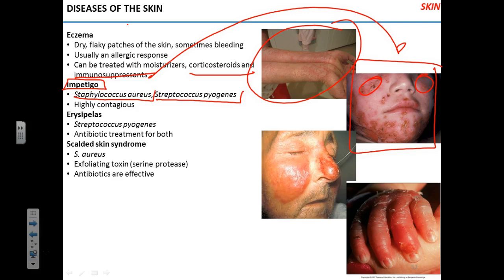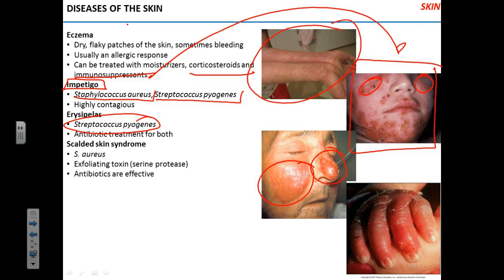Erysipelas is an infection of the immediate subcutaneous tissue, adipose tissue, usually with Streptococcus pyogenes. You can see the areas here with erysipelas. They are red, look inflamed, warm, tender. The treatment for both conditions is antibiotics. For impetigo, usually topical antibiotics will suffice. For erysipelas, the patient has to take antibiotics by mouth.